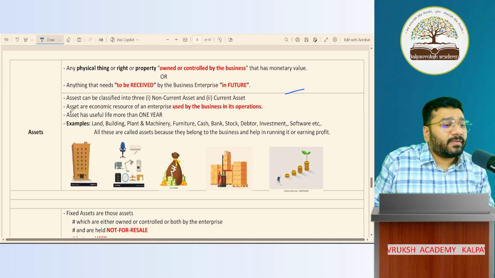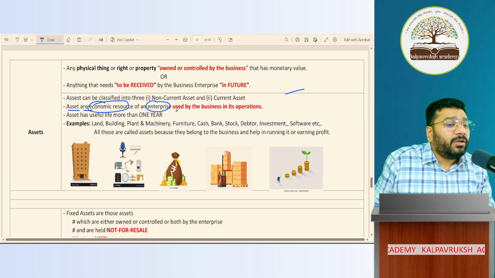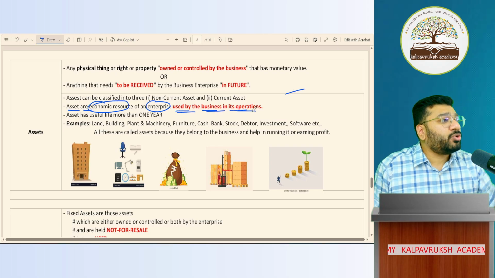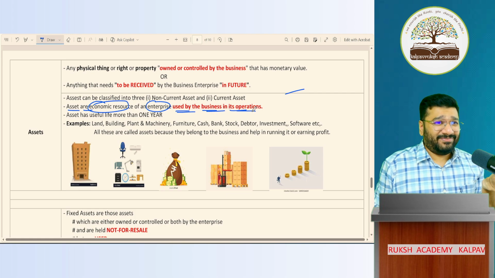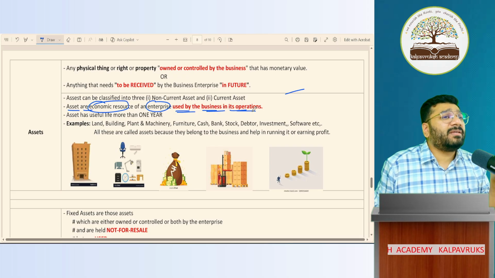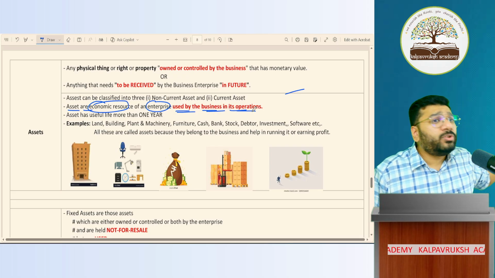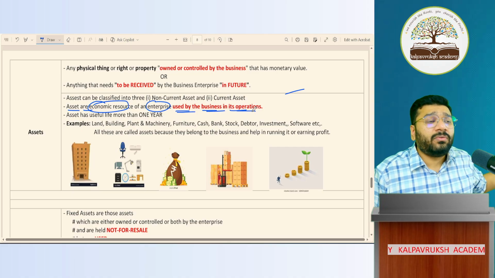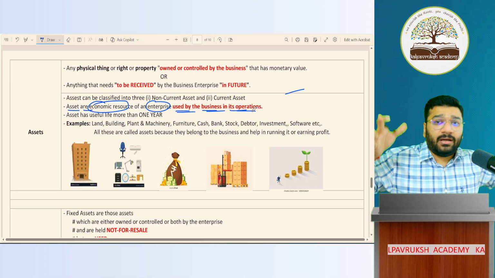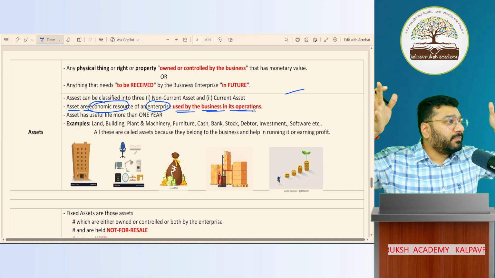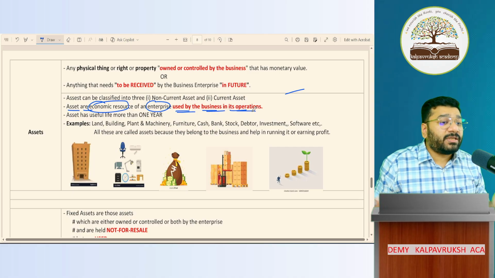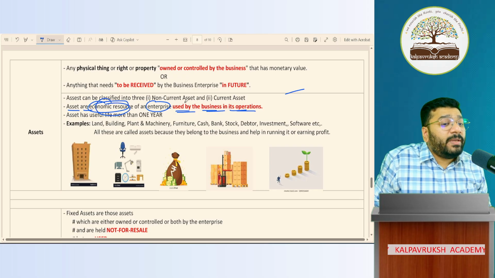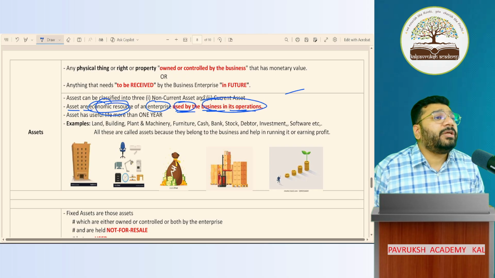What is an asset? Assets are economic resources owned by the enterprise, used for its business operation. So if I buy land in my business, what am I going to do with that land? Use it for my business purpose. Yes or no? If I purchase a building, let's say I'm purchasing a building to run coaching in that, what am I going to do? I'm going to use it in the business. So an asset is an economic resource which will be used by the entity in their business operation. Got it? Not got it?